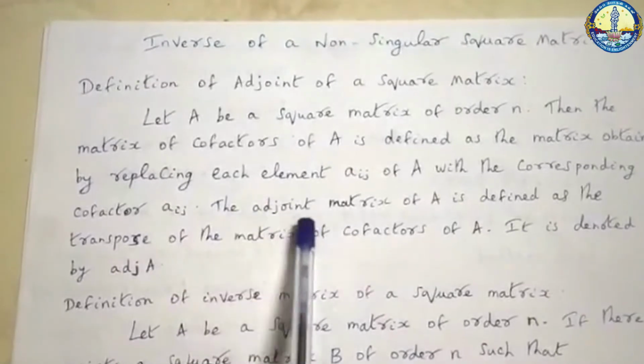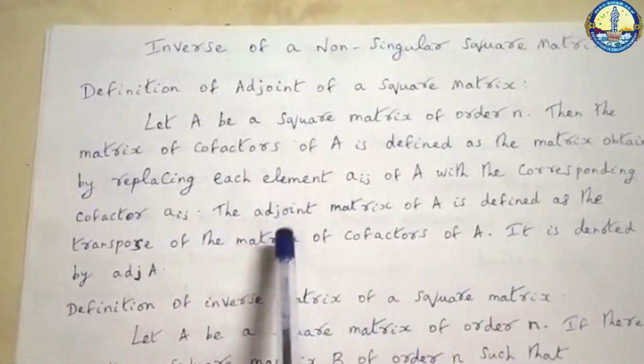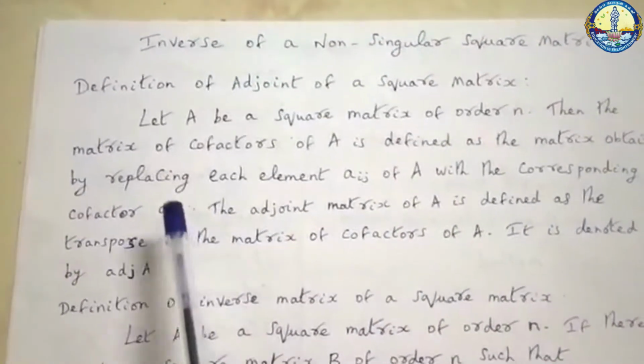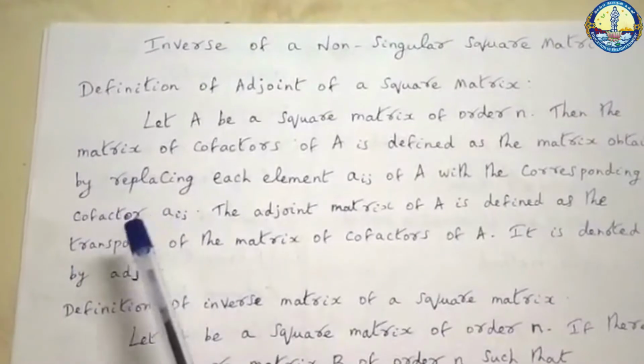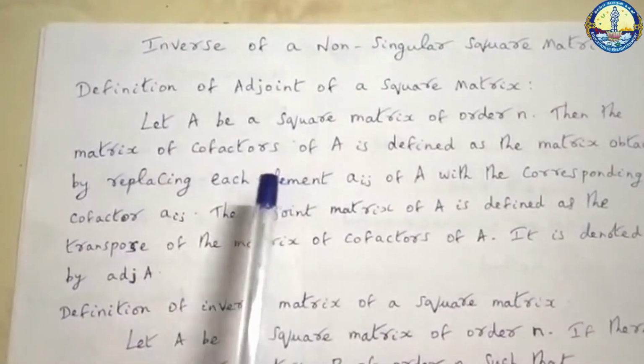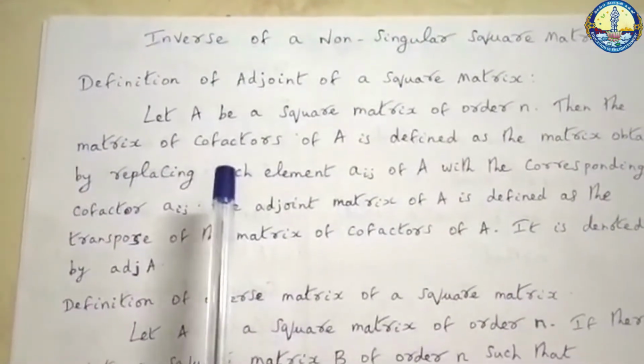That is, the adjoint matrix of A is defined as the transpose of the matrix of cofactors of A. It is denoted by adjoint of A. That is, after finding the cofactors of the particular matrix, we just take the transpose. Then the matrix is said to be the adjoint of the respective matrix.